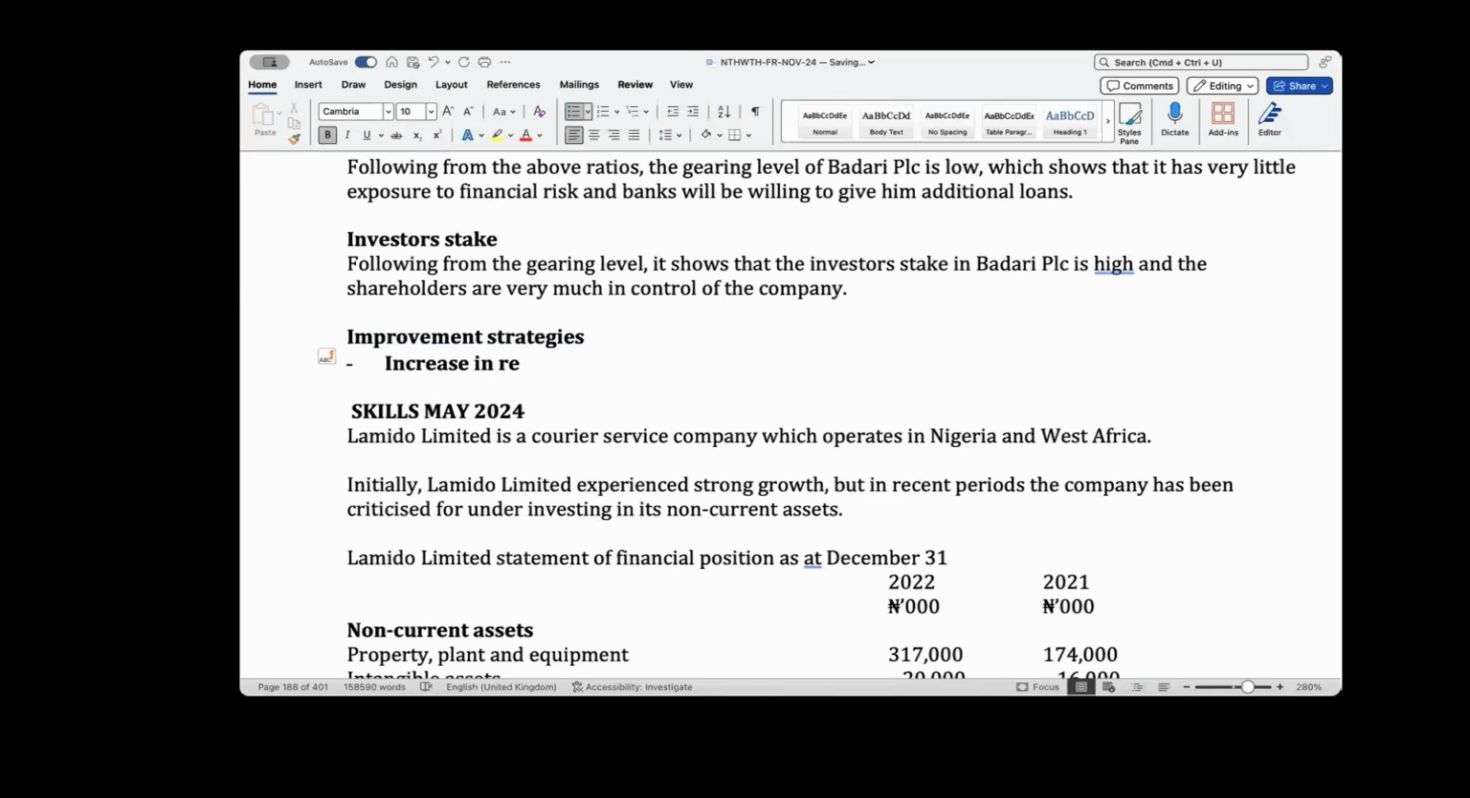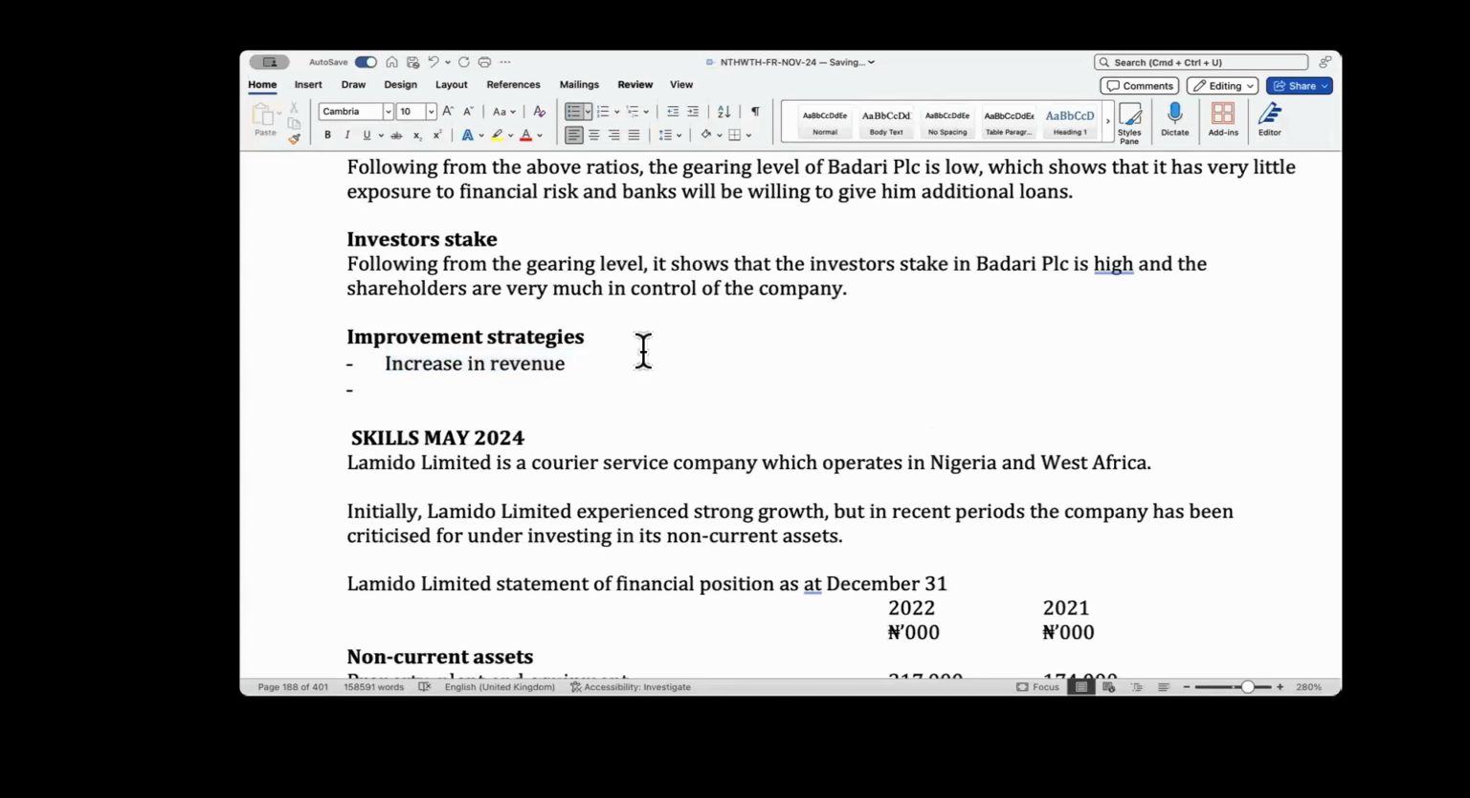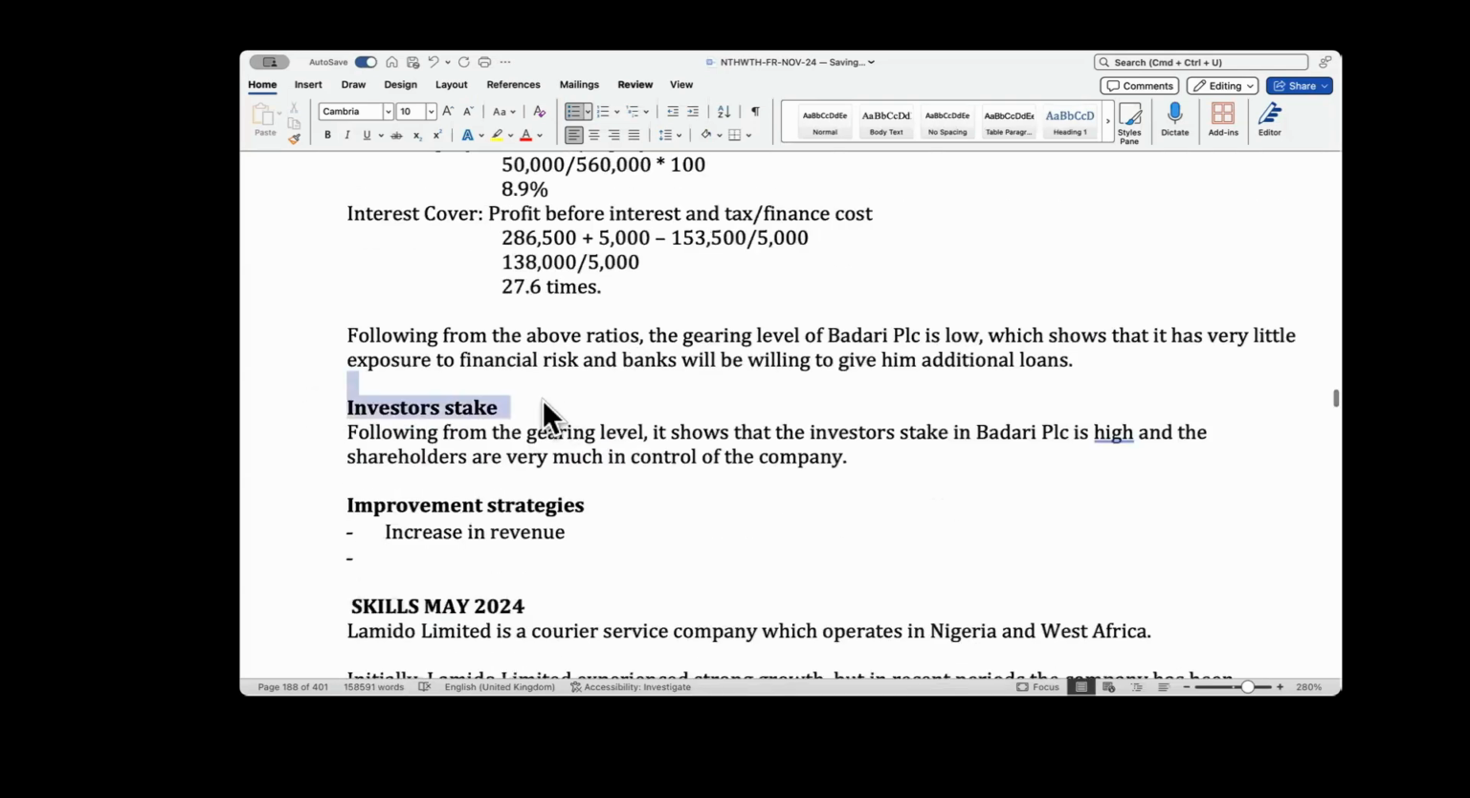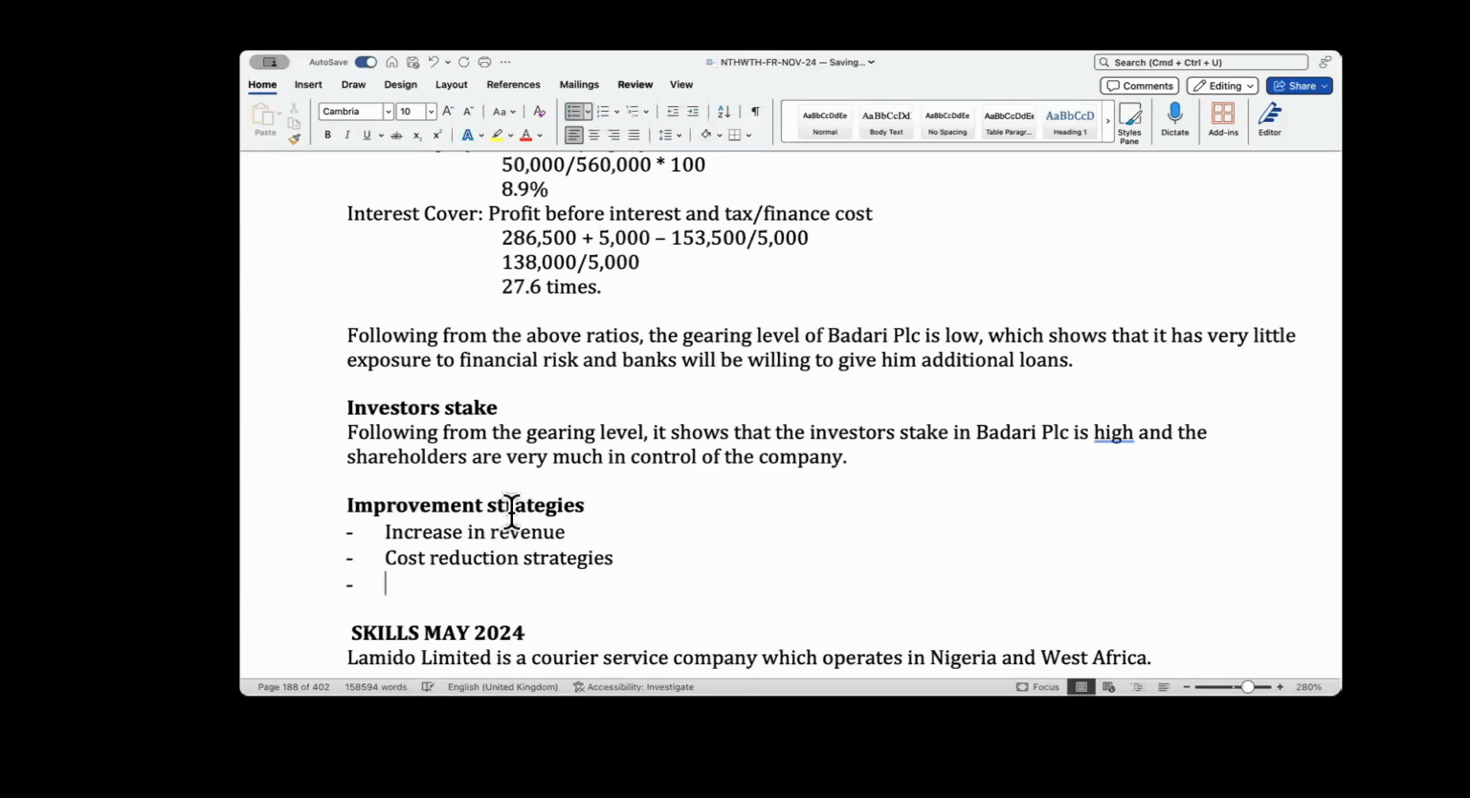Increase in capital employed. Well, you can write that, but I don't like that because their investor stake is very strong. It's good enough, so I won't be advising that they should be looking for more capital. But I can see here that when it comes to profitability, they should just continue to increase their revenue. They can even engage in some cost reduction strategies just to make their profit higher.